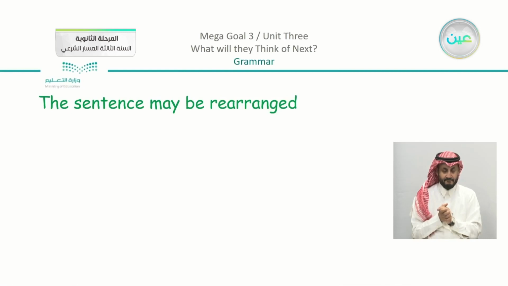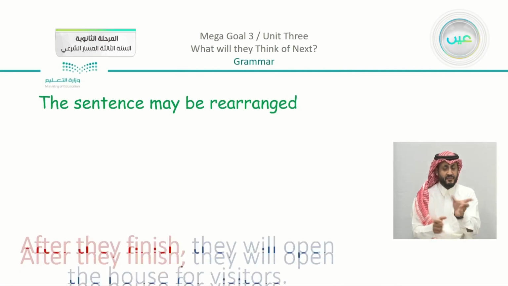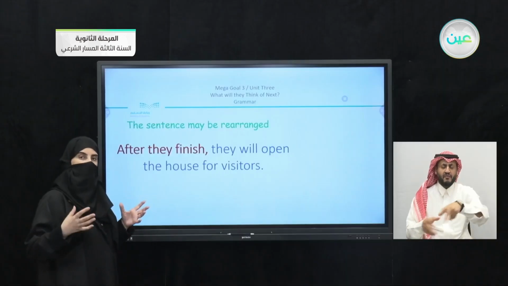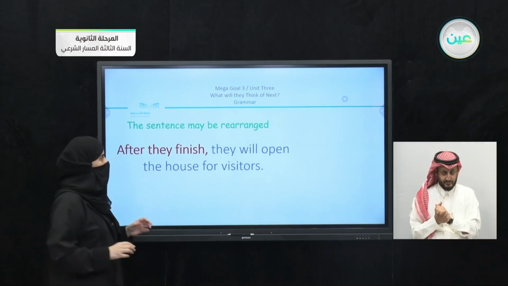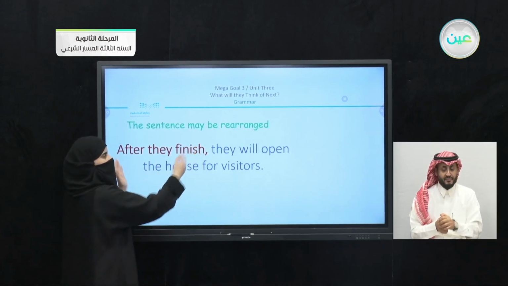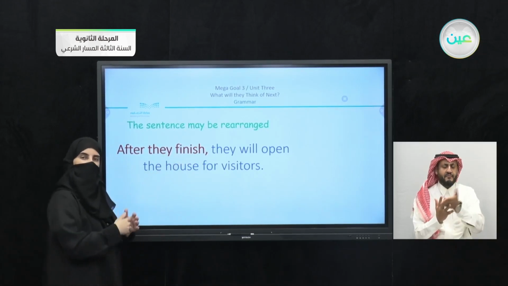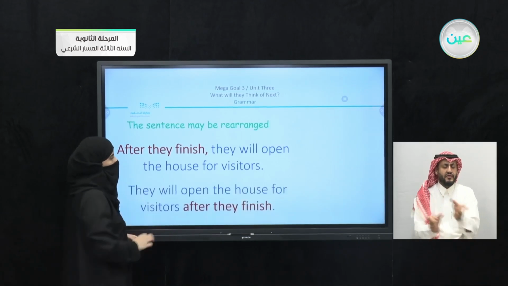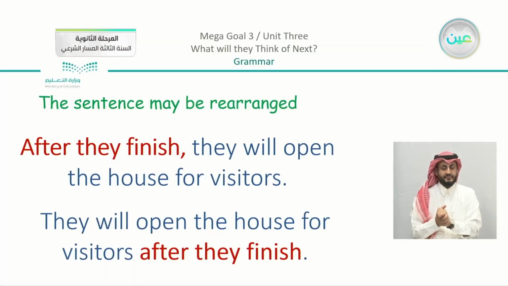Okay, now just to point out that the sentence may be rearranged. Here the sentence is: After they finish, they will open the house for visitors. If you notice, in all the sentences we had the time clause at the very beginning. How do we know that it is a clause? Because we have the comma here. So this is part of the sentence and the other part you can just rearrange. We can write it another way, saying they will open the house for visitors after they finish.